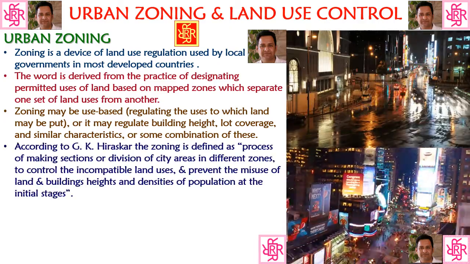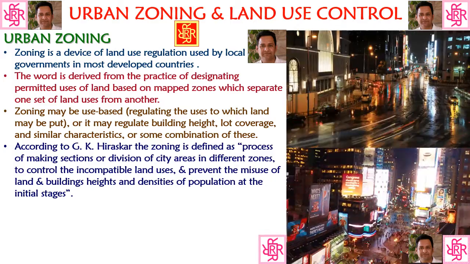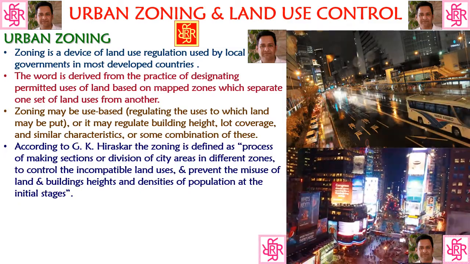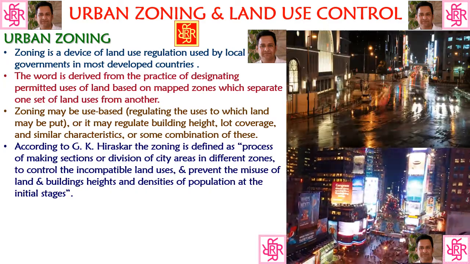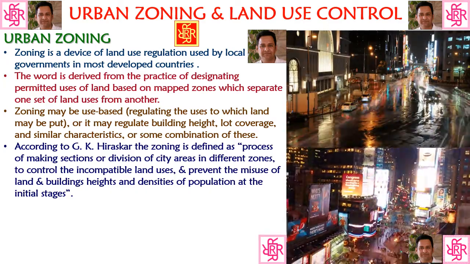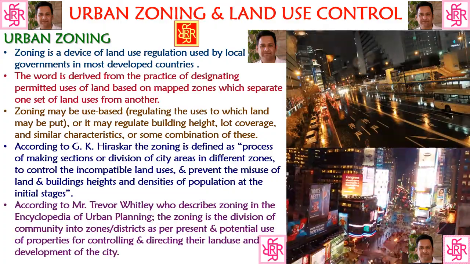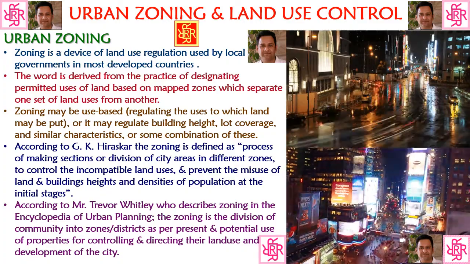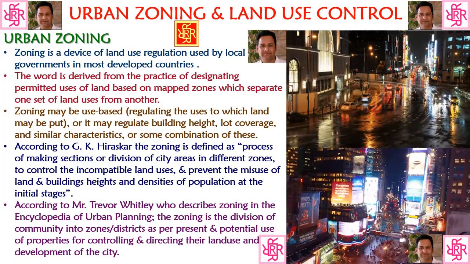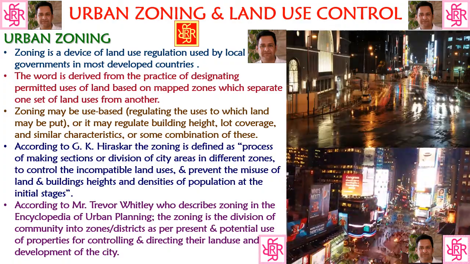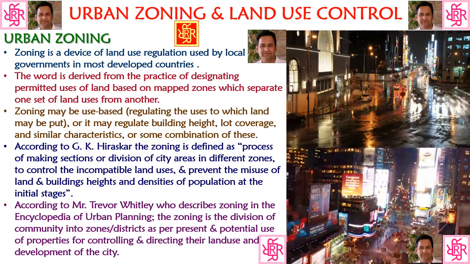According to G.K. Hiraskar in his book Town Planning, he writes that zoning is defined as the process of making sections or divisions of city areas into different zones to control incompatible land uses and prevent the misuse of land and buildings, heights and densities of population at the initial stages. According to Mr. Trevor Whitley, who describes zoning in the Encyclopedia of Urban Planning, zoning is a division of the community into zones or districts as per present and potential use of properties for controlling and directing their land use and development of the city.